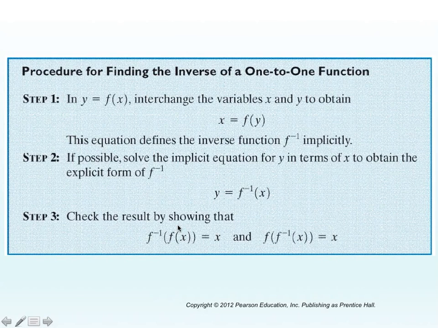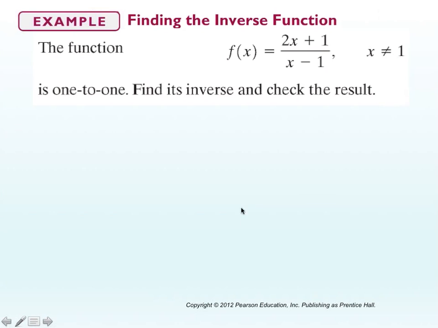So the general procedure for finding the inverse is to go ahead and write f of x as y, then interchange the variables x and y, and this equation defines the inverse function implicitly, and if possible, we want to solve the implicit equation for y in terms of x to obtain the explicit form. So we want to get y by itself, basically, and we want to write it as f inverse instead of y. And then we want to go ahead and check our result to make sure that it works.